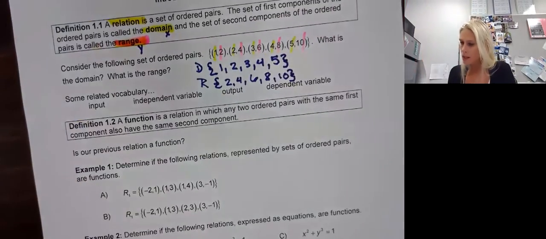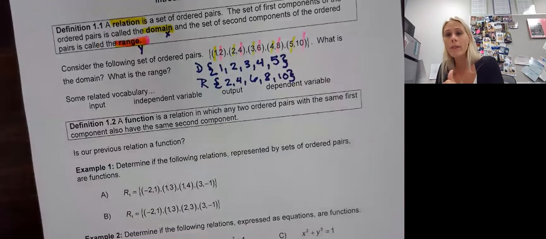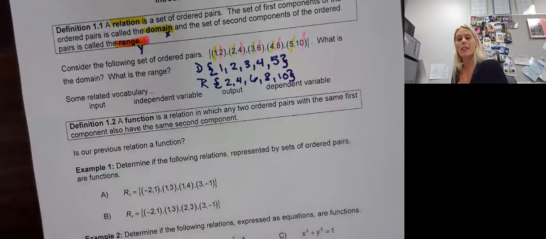Okay. So some related vocabulary that intermixes with domain and range are input. Input is what you put into a function, that is also part of your domain. Your independent variable means that it's all right by itself. That is also your x value, your input. Your output, what comes out the other side, well, think of it.